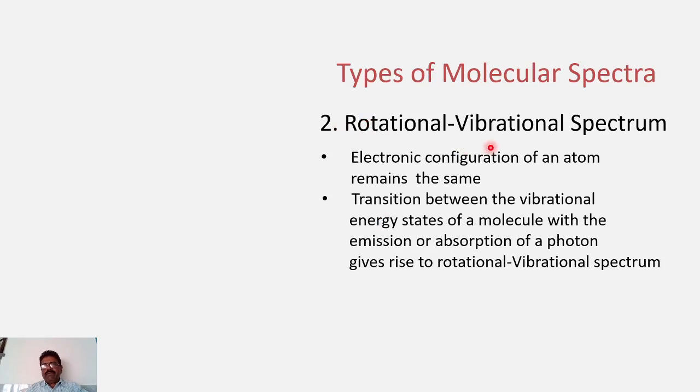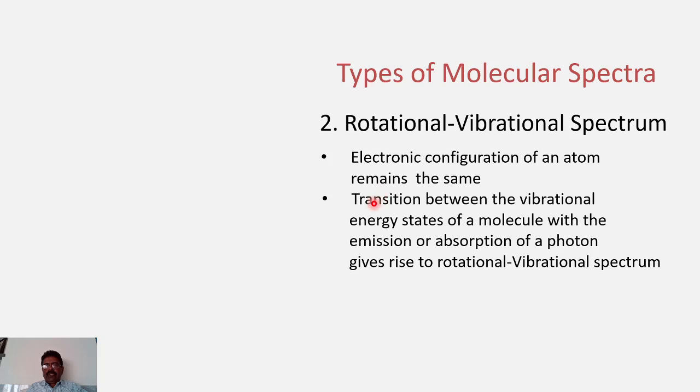Now let us see the second type, rotational vibrational spectrum. The name itself indicates two interactions simultaneously taking place. Earlier we defined three interactions: electronic excitation, rotational motion of a molecule, and vibrational state. So a rotational vibrational spectrum obviously will result from these two interactions simultaneously. So what is the condition to observe a rotational vibrational spectrum? The electronic configuration of an atom must remain the same. That means the electron should not be excited.